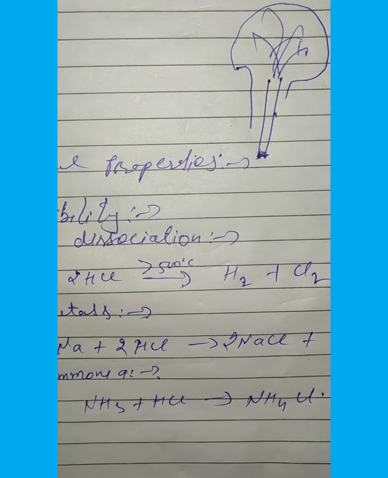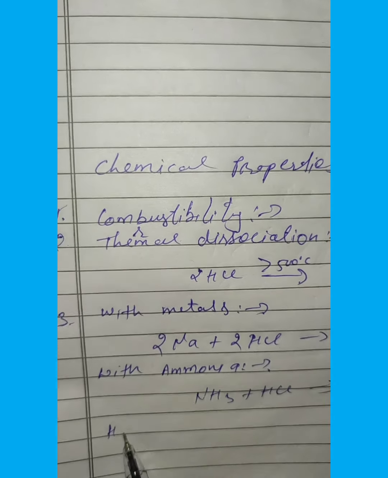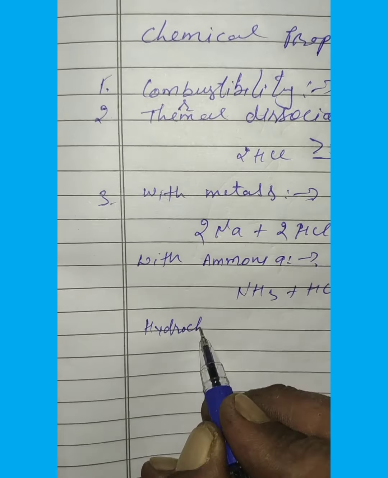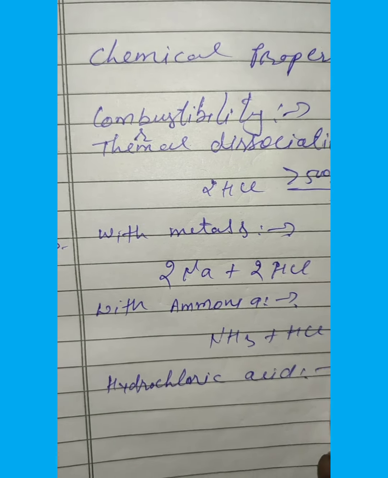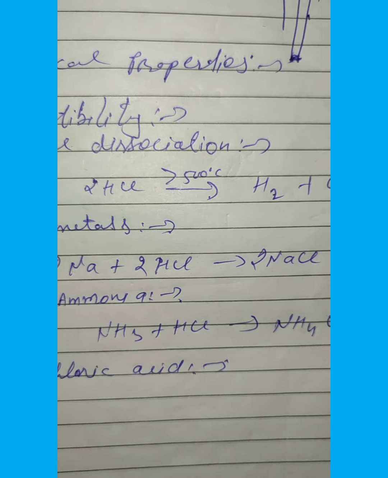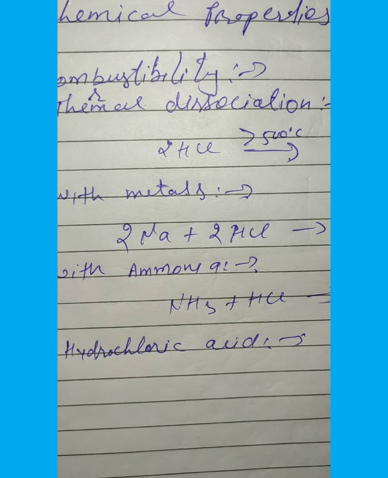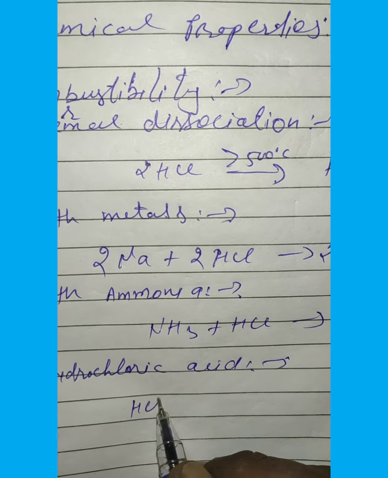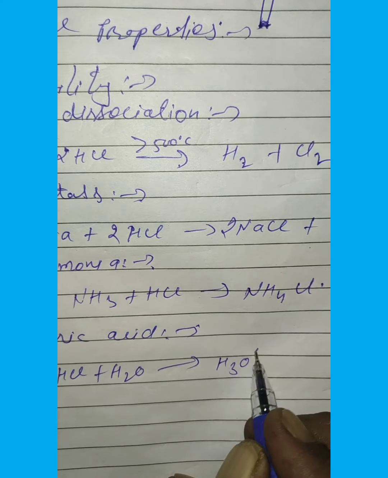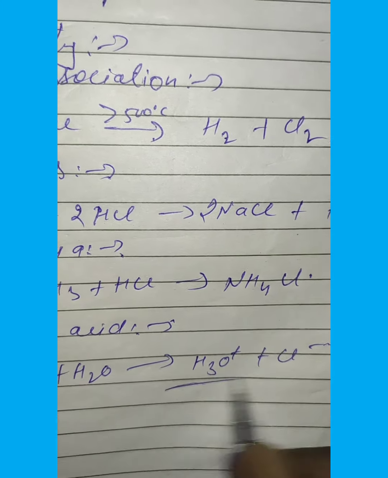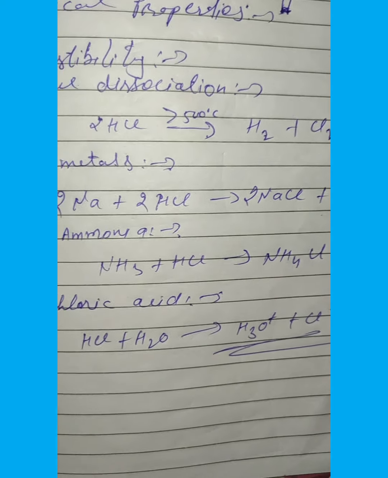Now hydrochloric acid. When hydrogen chloride gas is dissolved in water, hydrochloric acid is formed. HCl plus water gives H3O positive plus Cl negative. This is known as hydrochloric acid.